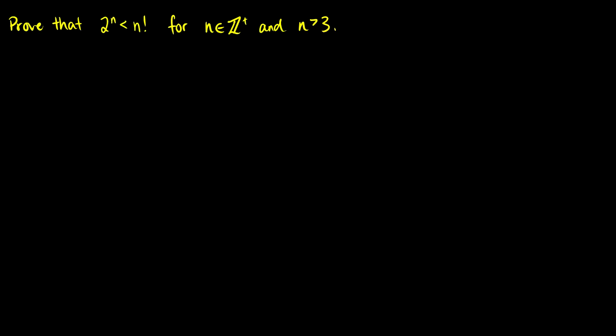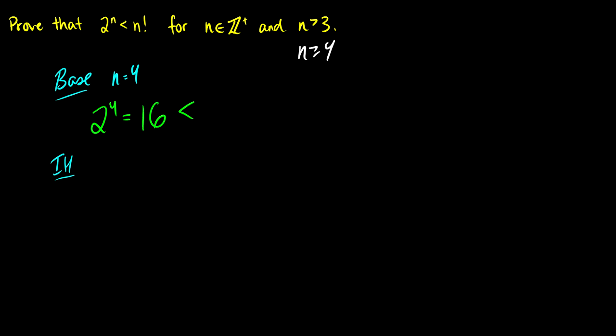The second proof, we're going to prove that 2 to the n is less than n factorial for all n greater than 3. So this is the same thing as saying n greater or equal to 4. Okay, so two steps. One is the base case, the other is the inductive step. For the base case, we're going to have n equal to 4. So let's plug in n equals 4. So 2 to the 4 is equal to 16. And we're saying this is going to be less than n factorial. So that's going to be 4 factorial, which is equal to 24. So we're good here.